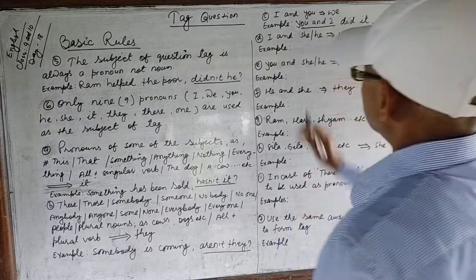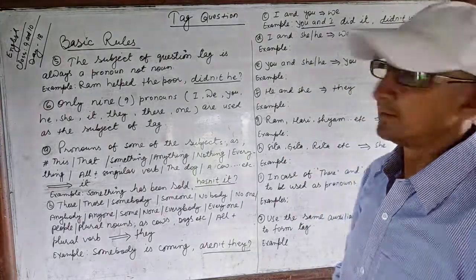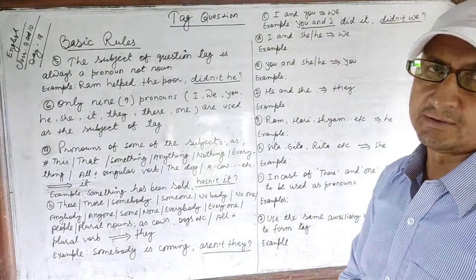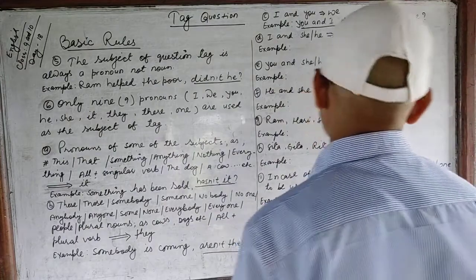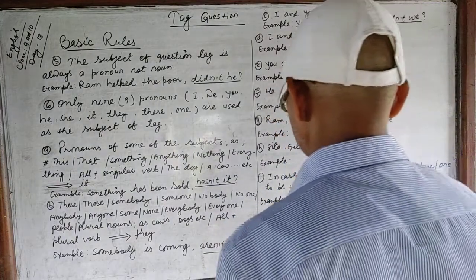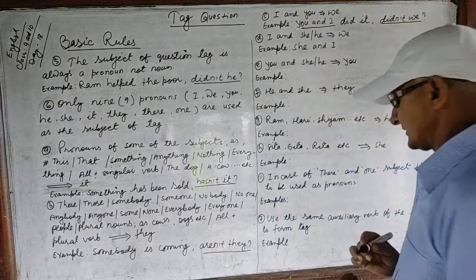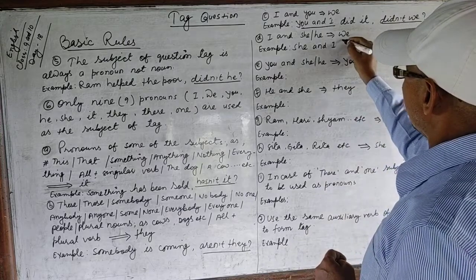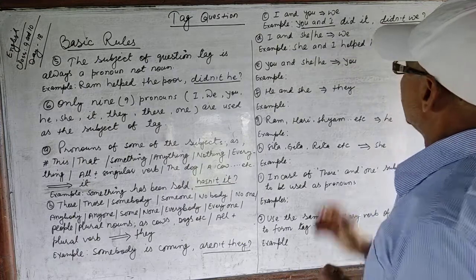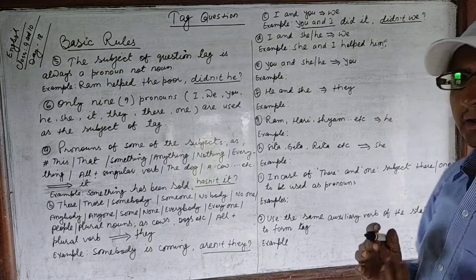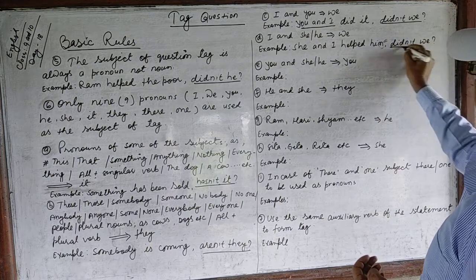Let's check another rule. If there is I and he or she in the statement, we write we as a subject of the tag. Let's write one example. She and I helped him. The tag is didn't we.